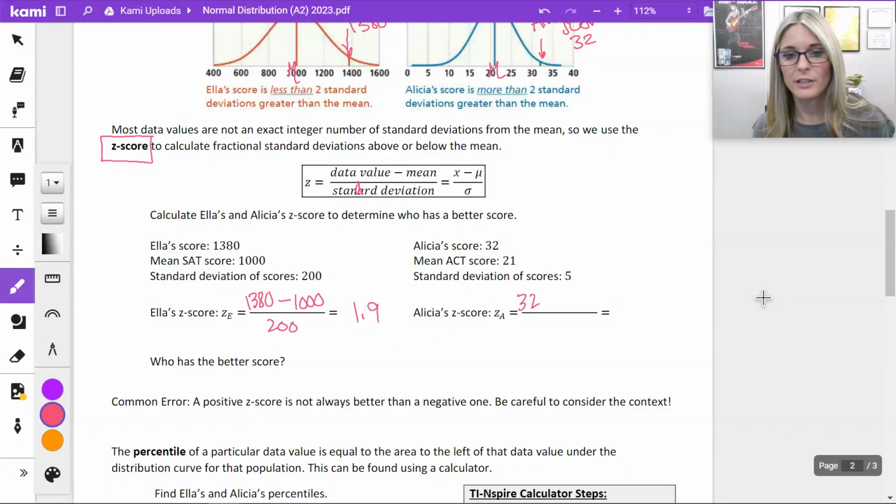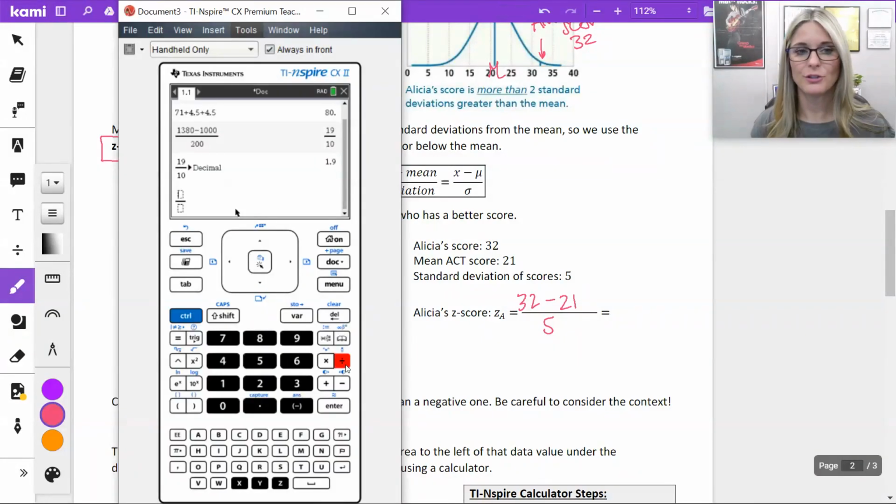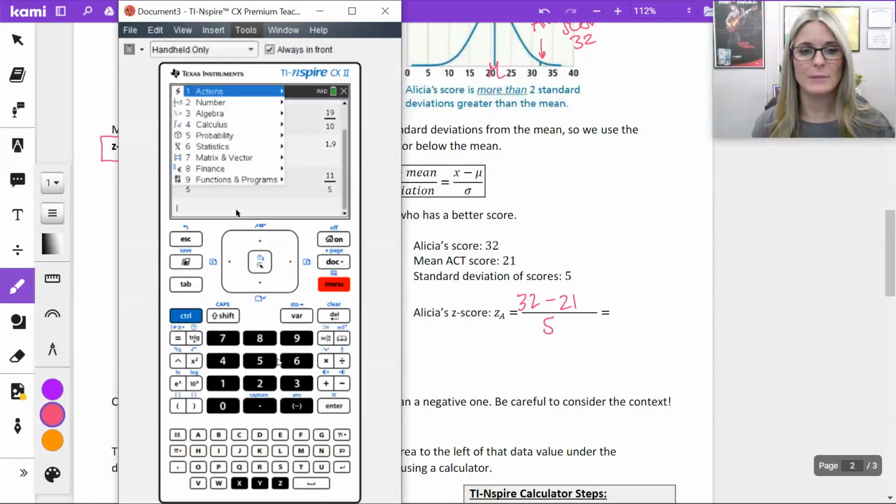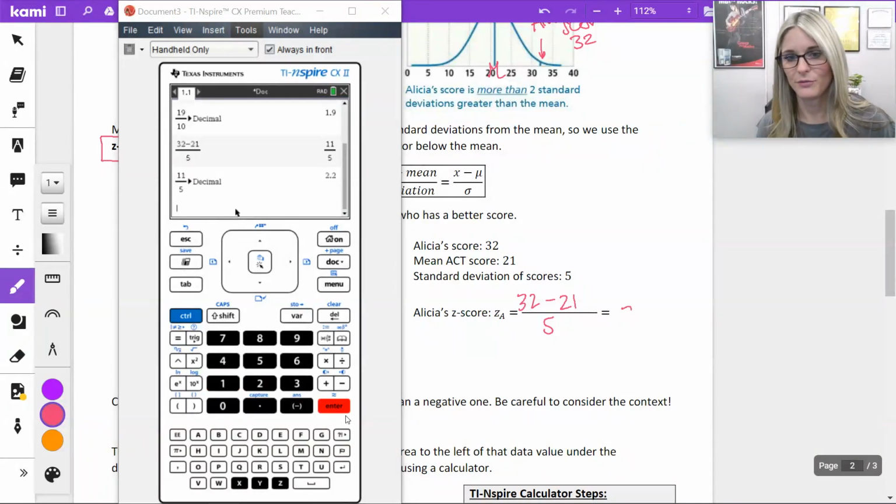She's got her score 32 minus the mean of 21 over standard deviation of 5. Let's grab the calculator. Using that control divide to give me those fraction boxes, 32 minus 21 over the 5. Enter. 11 over 5, let's change it to a decimal. Menu, number, decimal. 2.2.